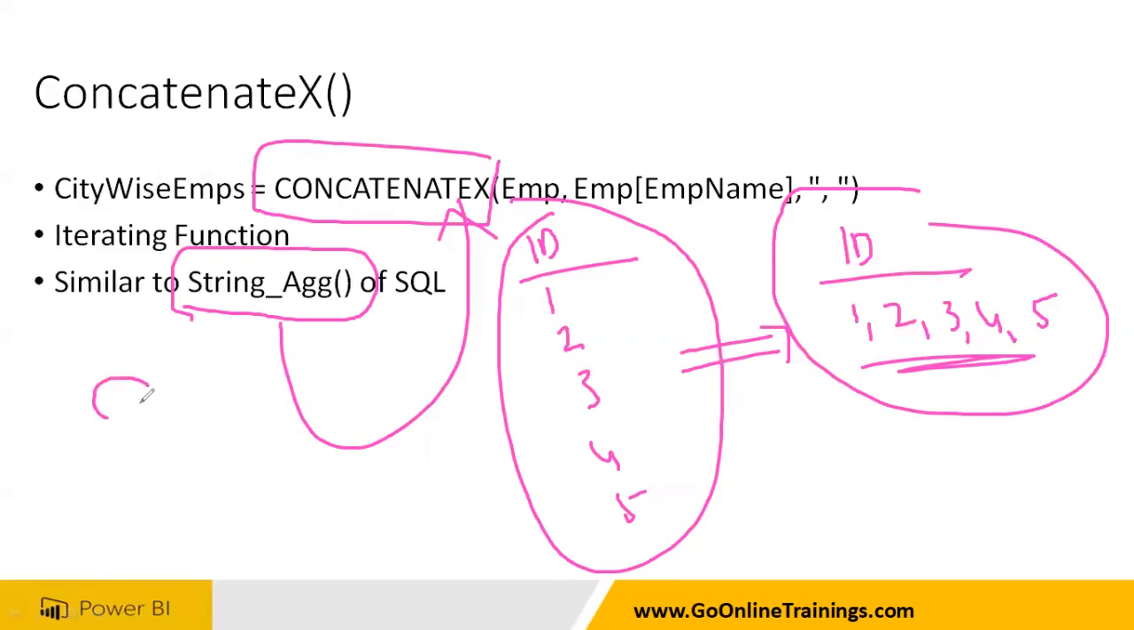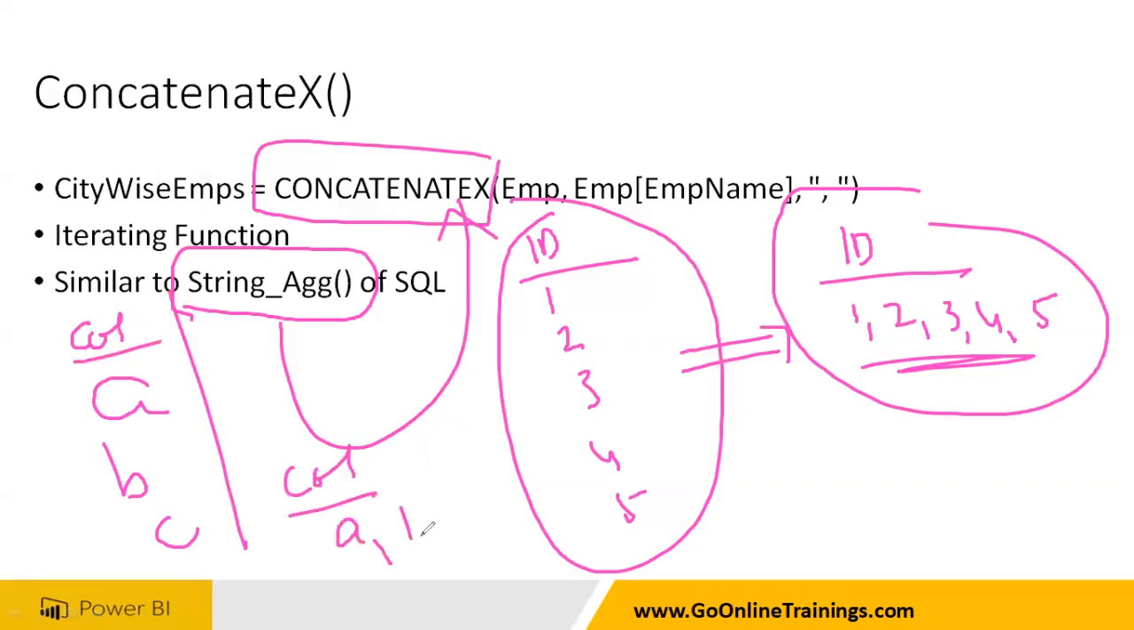Or they'll say A, B, C. I have some column data here, and you need to show me the same thing as a column A, B, C. How do you do that? With the help of the string aggregate function. So it is a compulsory interview question. The same thing is available here, CONCATENATEX.